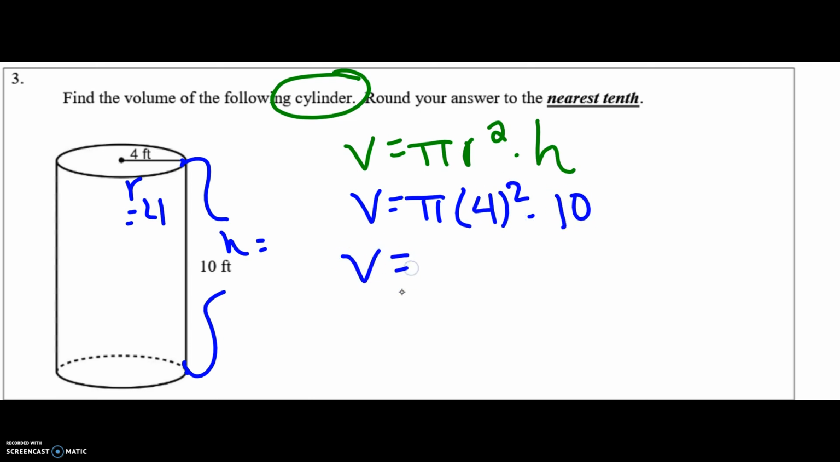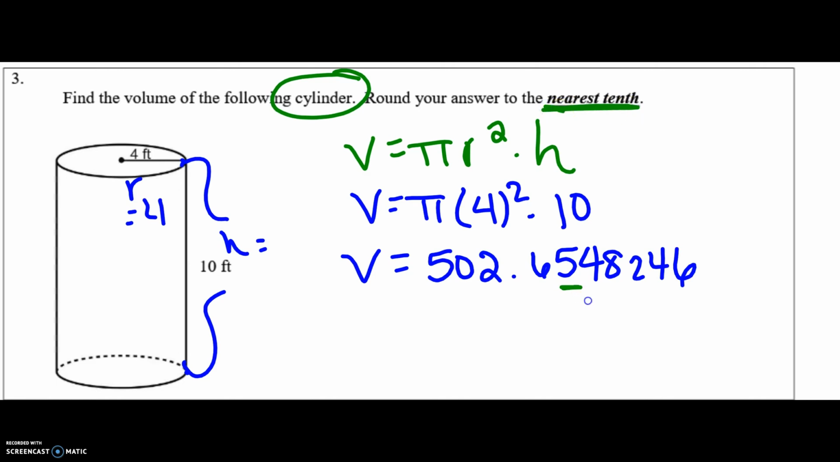I'm going to type everything on the right-hand side into my calculator, and once I do so, I get 502.6548246. From here, I want to round to the nearest tenth, so again, I look at the second number after the decimal point. Since it's 5 or more, I'm going to make that 6 into a 7. So 502.7 feet cubed.